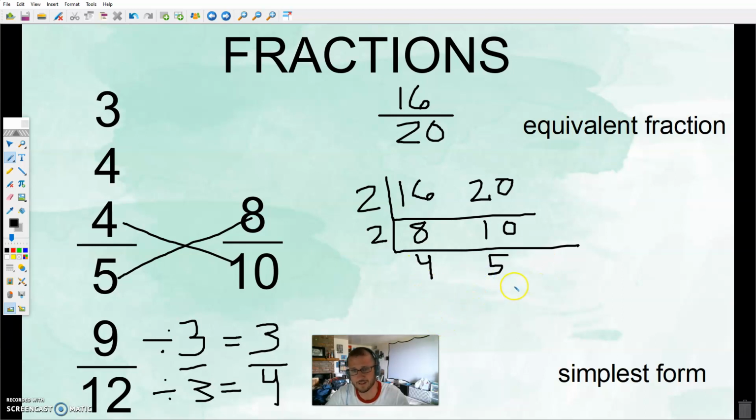Do 4 and 5 have a common factor besides 1? Number 5 is prime. So 5's only factors are 1 and 5, which tells me that it does not have a common factor besides 1, so that is my simplest form. 4/5 is the simplest form of 16/20.